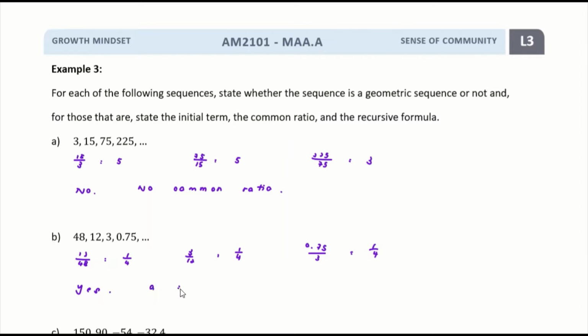Let's write down the initial term. So the a is 48. The r is what we found just now, r is 1 over 4. Then the recursive formula here is going to be Tn equals 1 over 4 times the n minus 1 term, and the first term is 48.